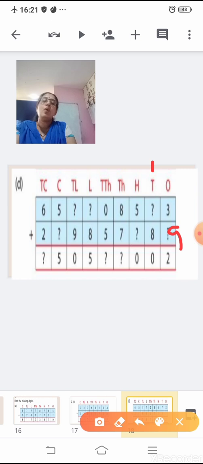Now here 0 and 8 are given. Now 0 is smaller than 8. So 8 plus 1 is 9. So obviously 9 plus 1, if I write in the question mark place, I'll get 10, where I'll carry 1 to the hundreds place.